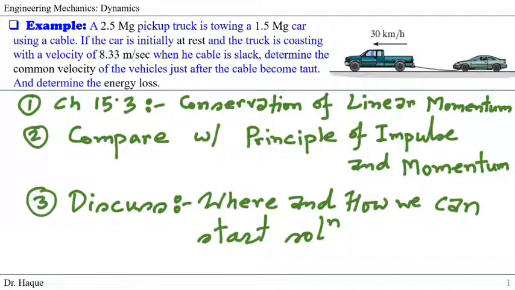So what is our goal for today? We're going to solve a problem from 15.3, and I think it is also worthy to compare this problem with the previous problem that we solved for 15.1 to 15.2, which is the principle of impulse and momentum, and see how it is different. Our last goal is to discuss, throughout the solution, especially at the beginning of the problem, where and how we can start, and how to select the way to proceed. So let's read the problem and start our solution.